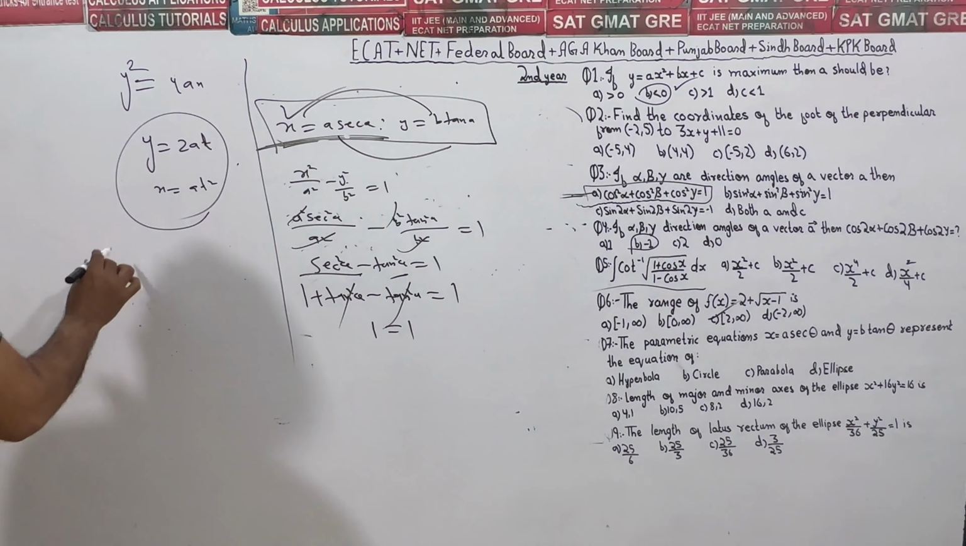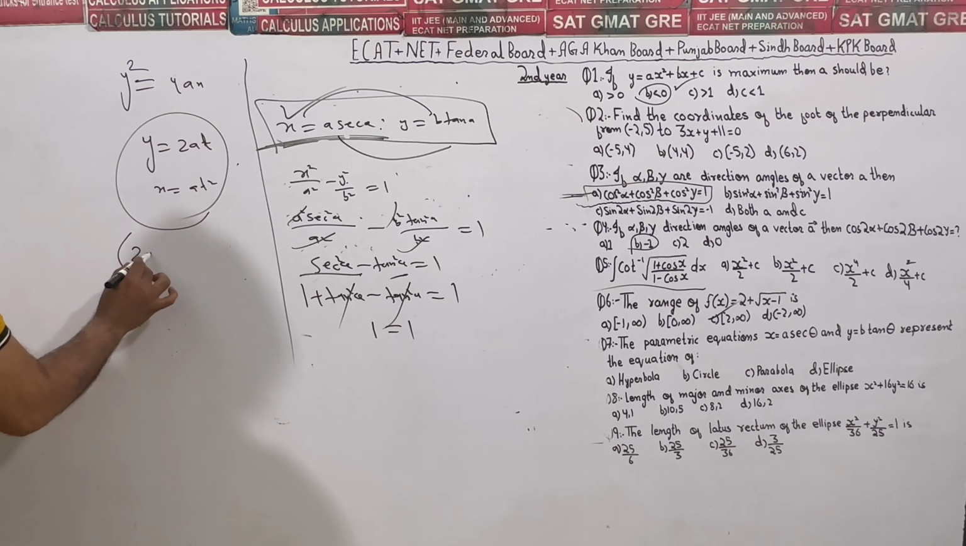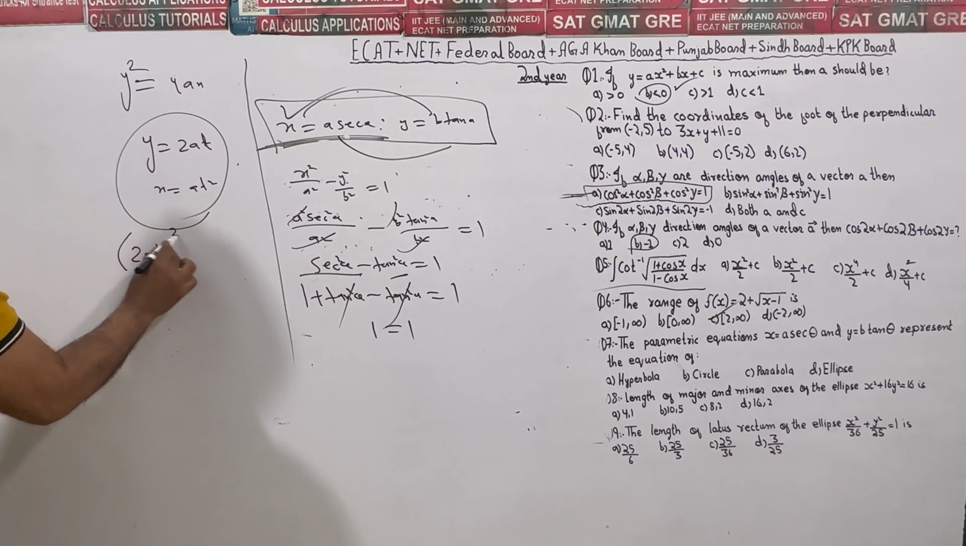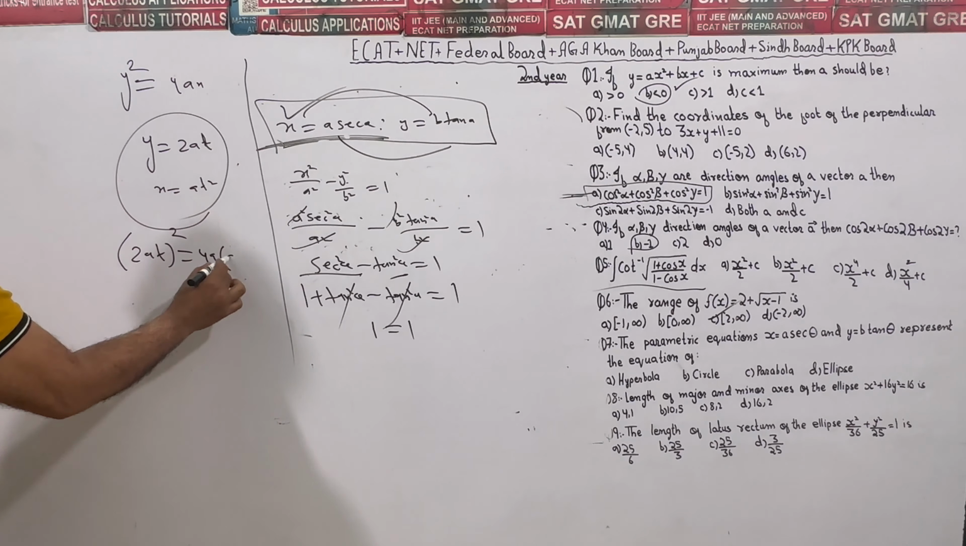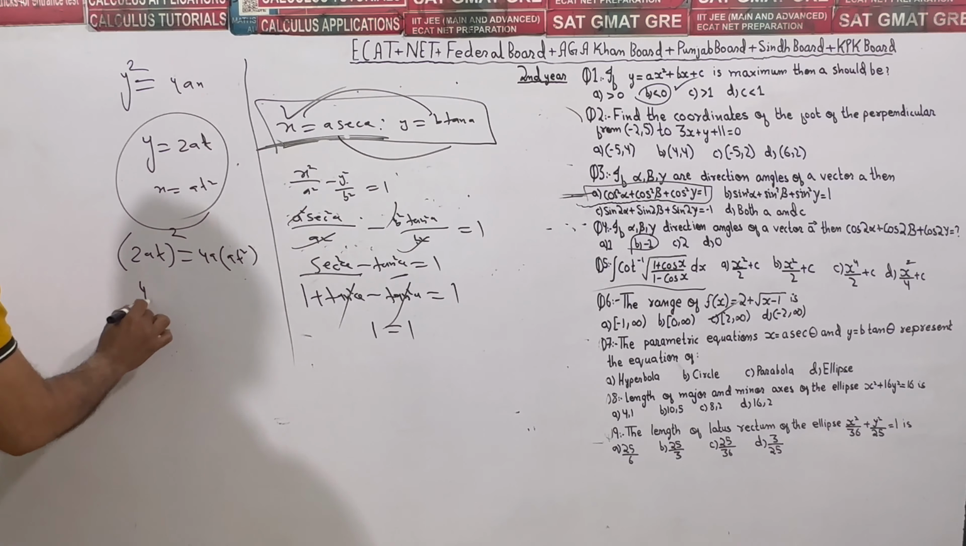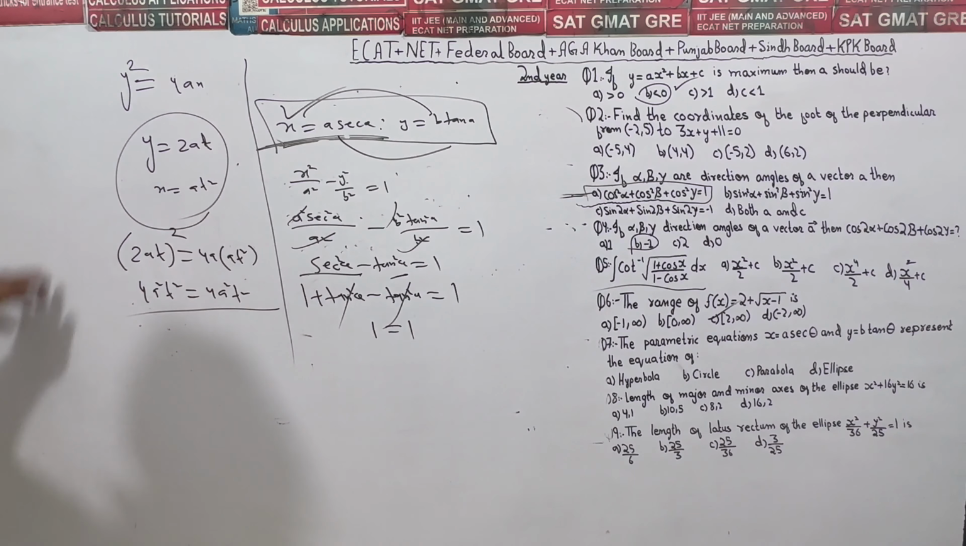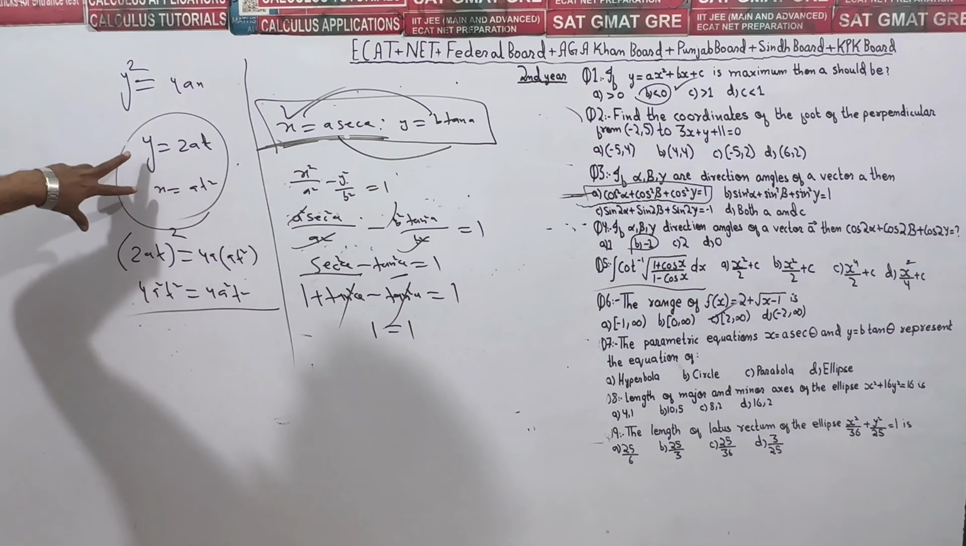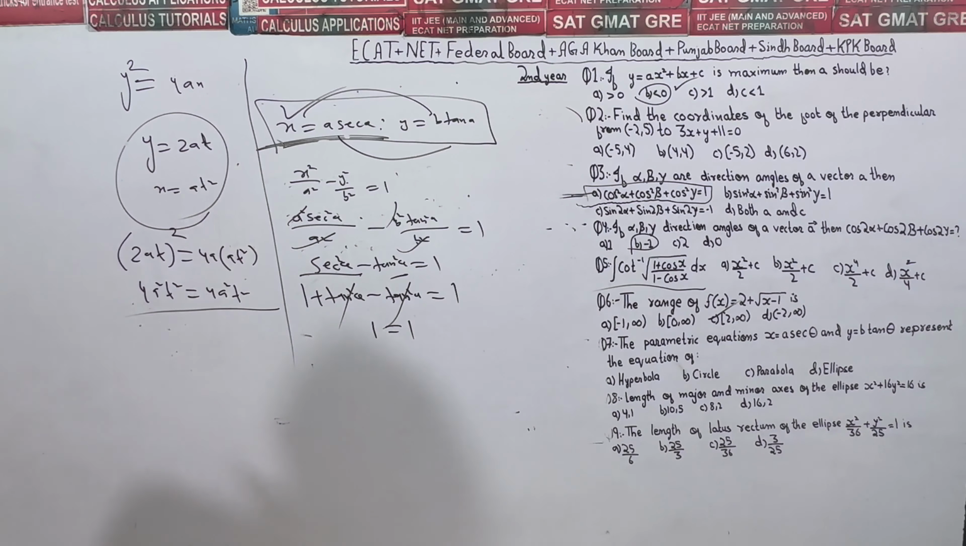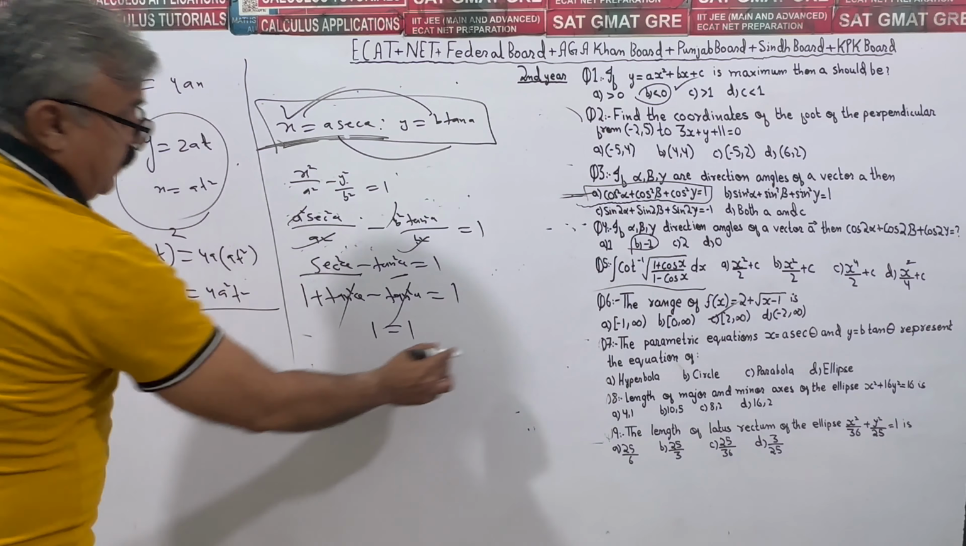Let's prove. Put 2at instead of y, and at square instead of x. 4a times at square is going to be 4a square t square, 4 times a into a, 4a square t square. That is normal. Normally these are the parametric equations of a parabola. Hyperbola, parabola. What about ellipse?